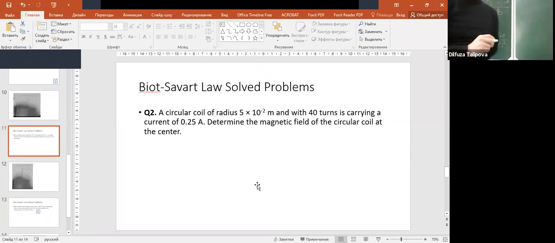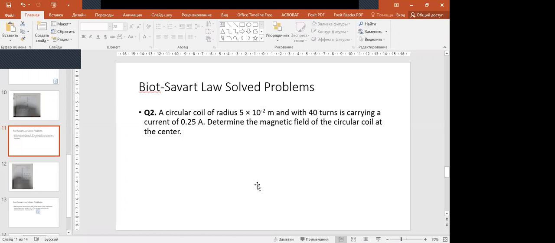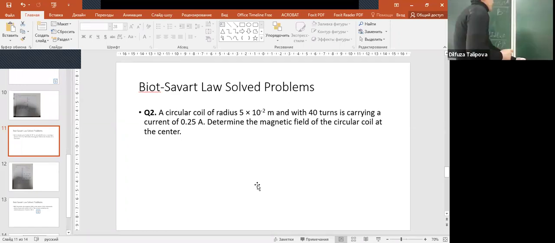And here we have the number of turns. It means that the length of the coil is equal to N multiplied by 2 pi R. Okay. And also here the I is a constant number, so we should use only I multiplied by L divided by R squared here.